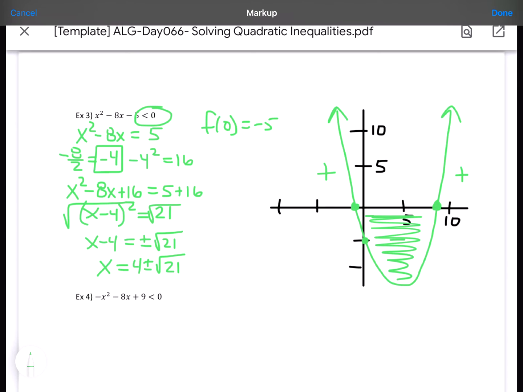So we would say 4 minus the square root of 21 is less than x, which is less than 4 plus the square root of 21. All right, those are the 2 intercepts. So that would be my inequality for number 3: 4 minus the square root of 21, less than x, less than 4 plus the square root of 21.